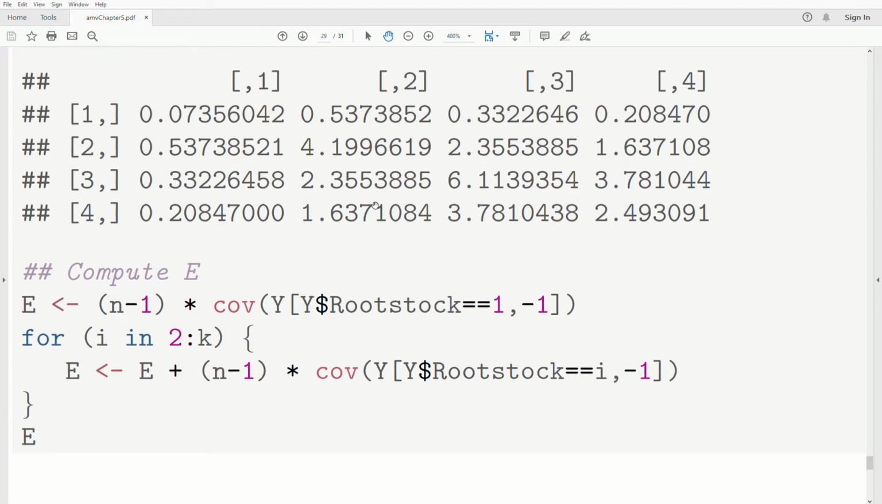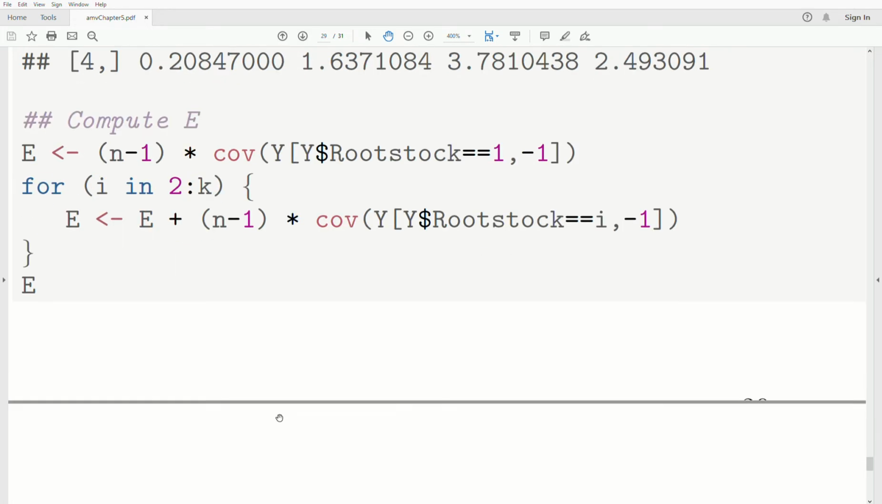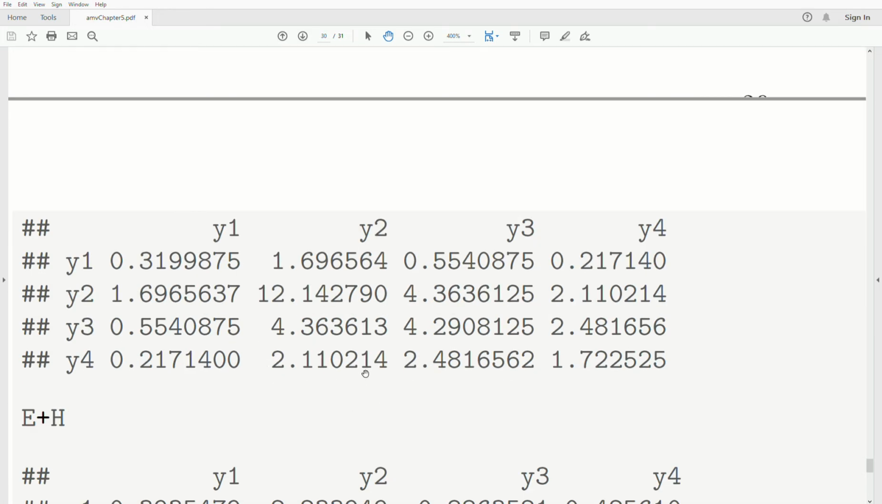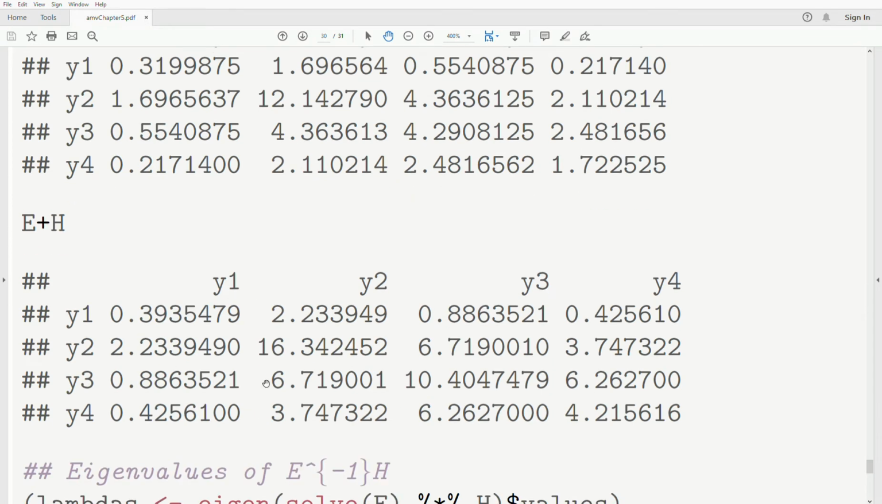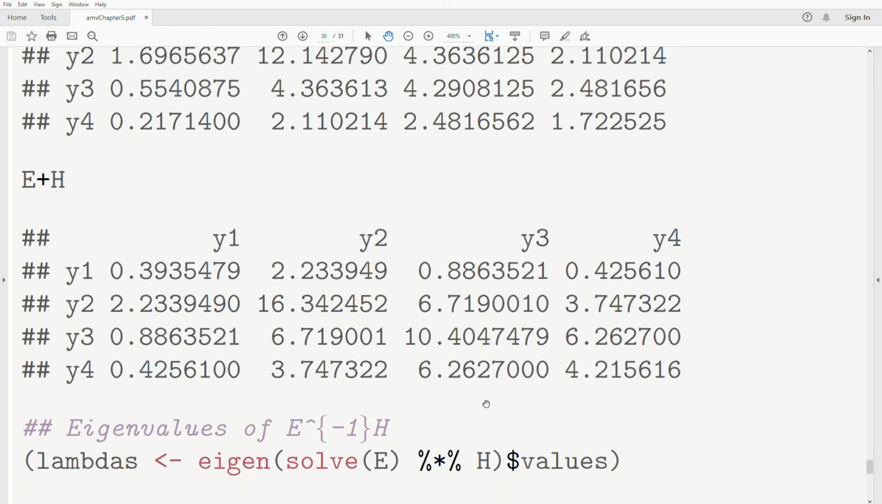Now to compute E, we compute the within covariance for each rootstock system, and then we add them together, and that's what this is doing. So we calculate it for the first rootstock, and then we loop through 2 through k when k is 6, and we calculate the covariance structure and add it to the previous one, and we get E, which is what we got previously. And then E plus H, you could just add them and it prints it.